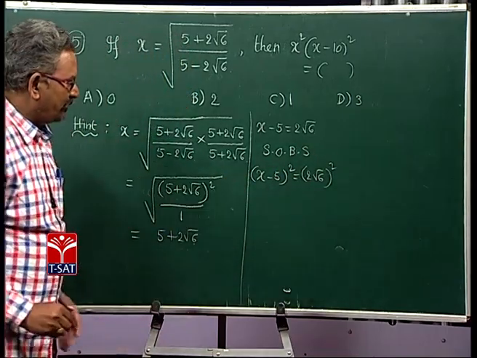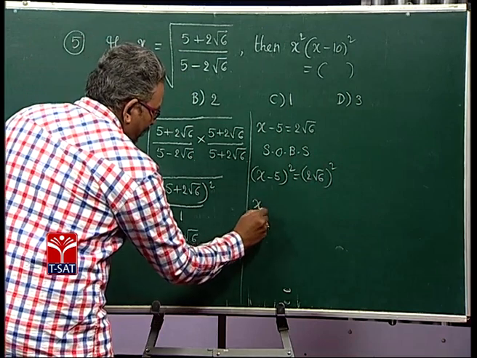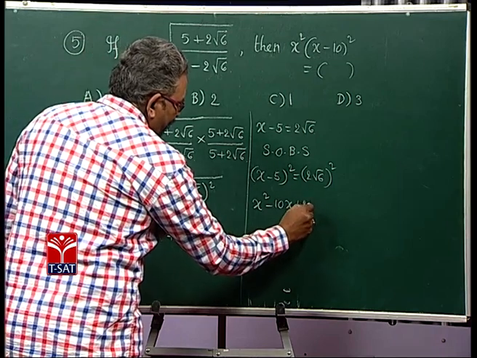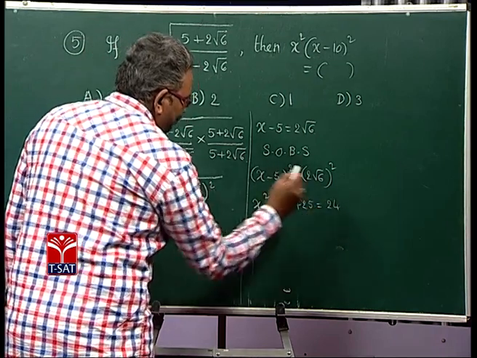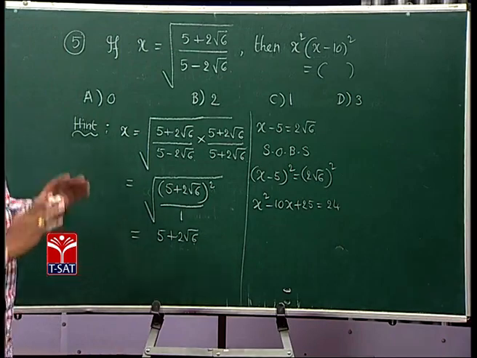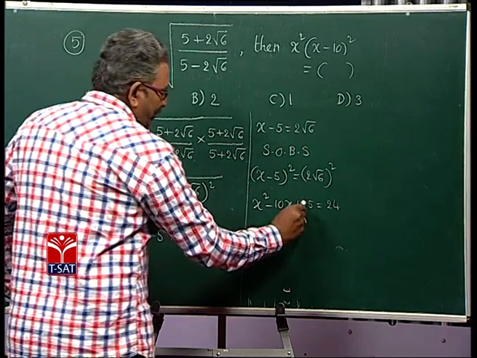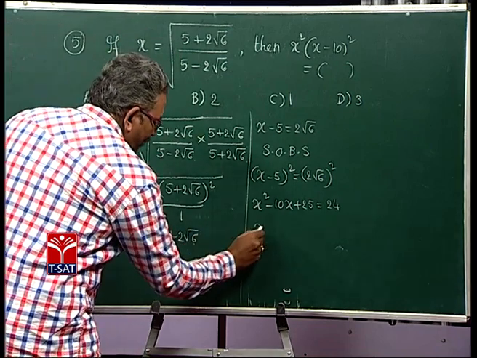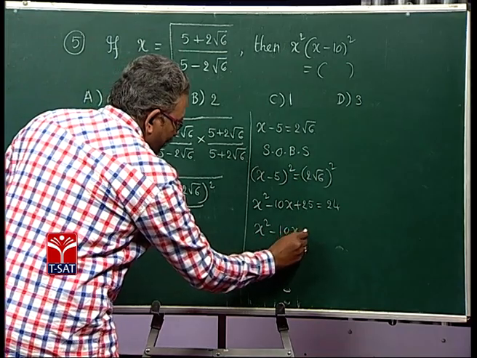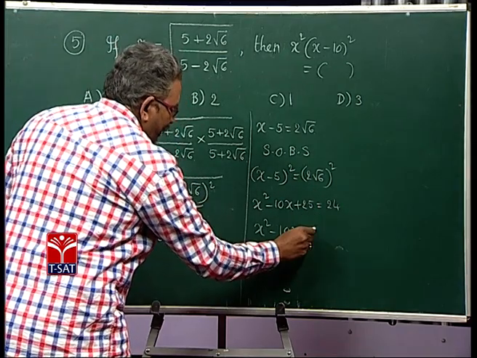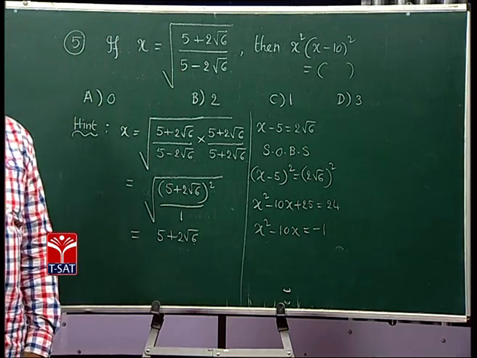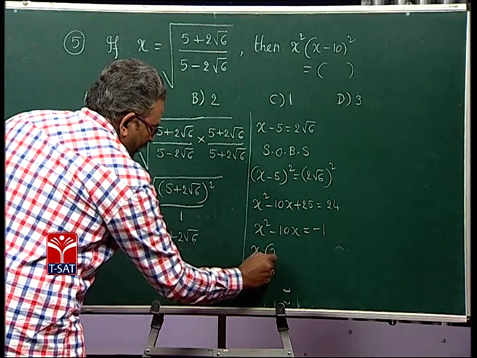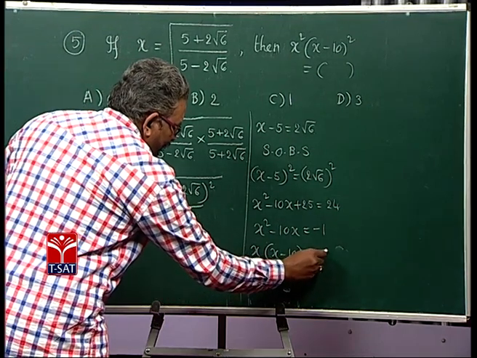It is very simple. (a minus b) whole square: x square minus 10x plus 25 is equal to 4 into 6, that is 24. Now, just do one thing: transpose 25 to that side, that means shift. So, x square minus 10x is equal to 24 minus 25. Am I correct? Minus 1. Now, take x common. x into (x minus 10) is equal to minus 1.